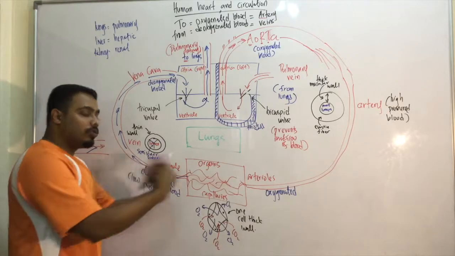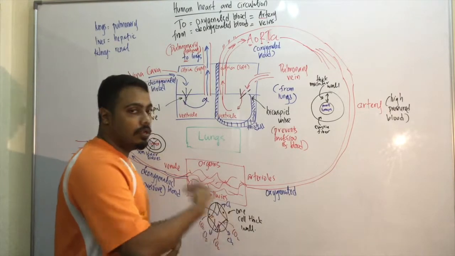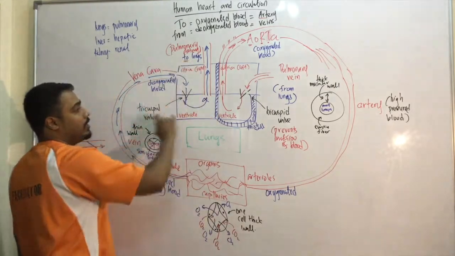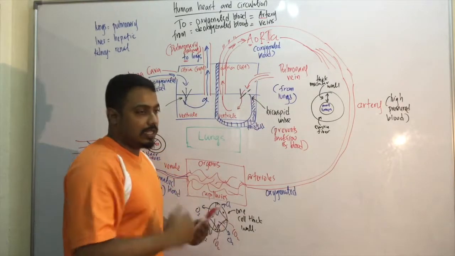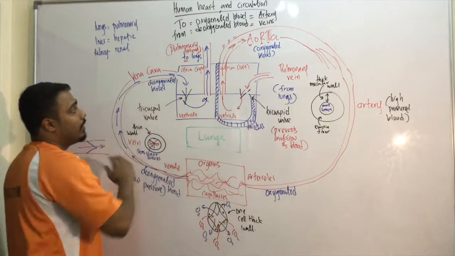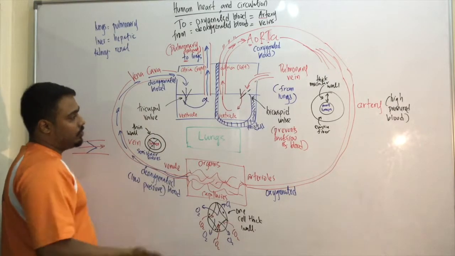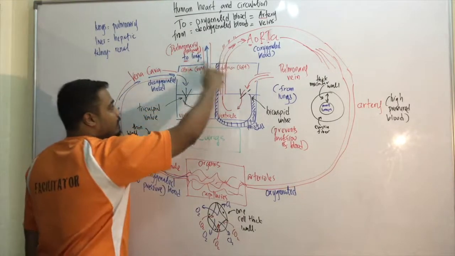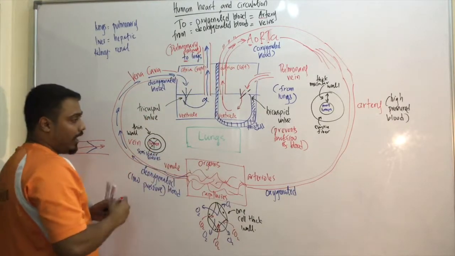Because blood goes to the lungs to get oxygenated, not the other way around. So just remember, the pulmonary artery and the pulmonary veins are the exact opposite of the rest of the arteries and veins in your body. Now it goes to the lungs. Obviously, I put the lungs here.